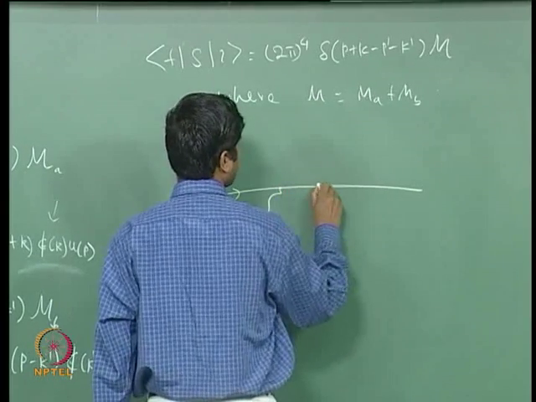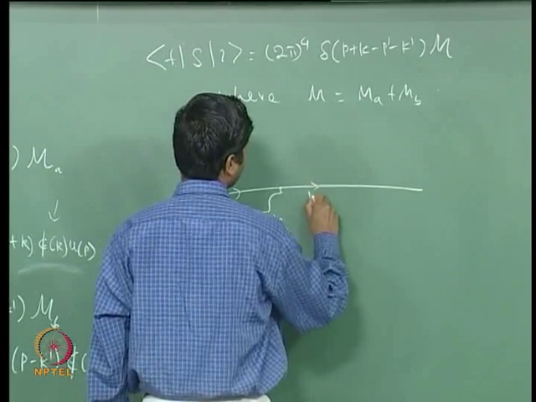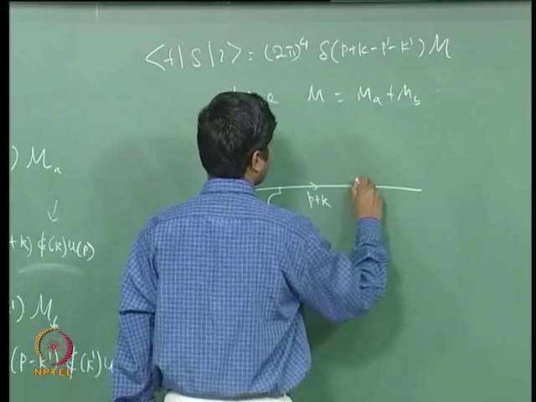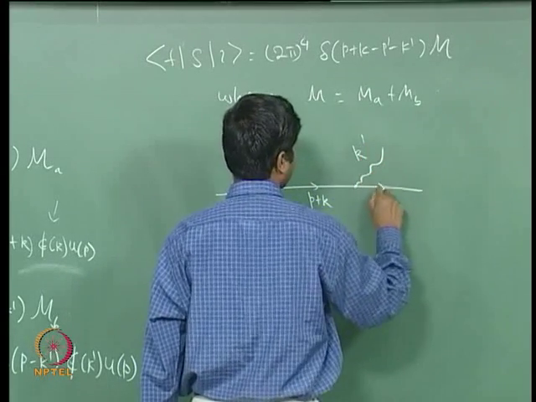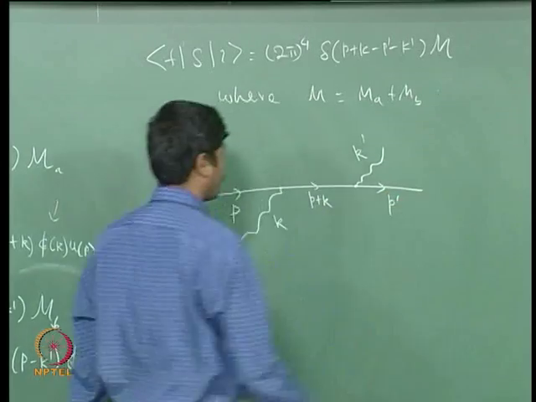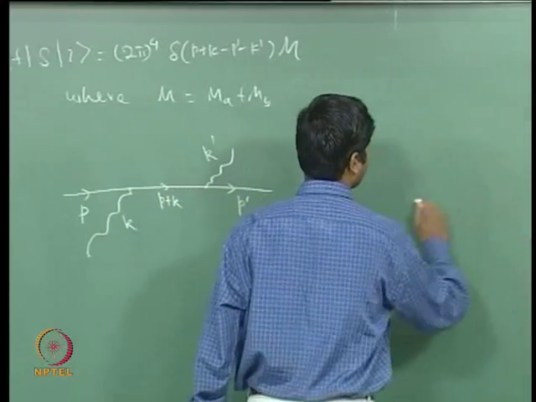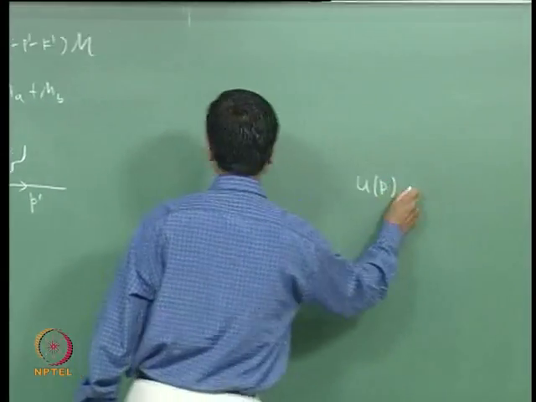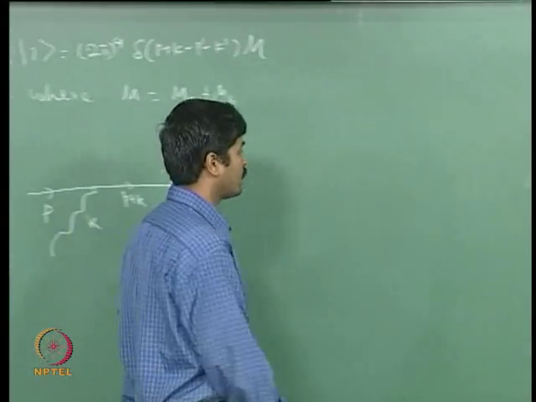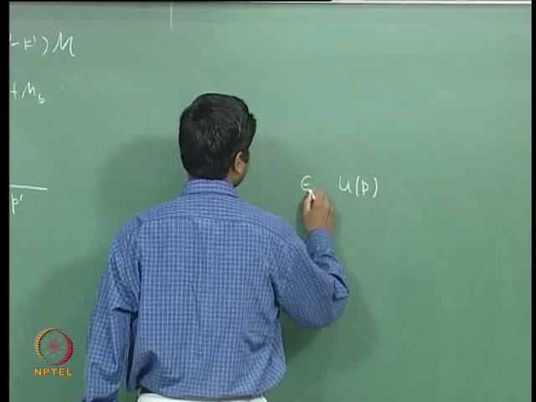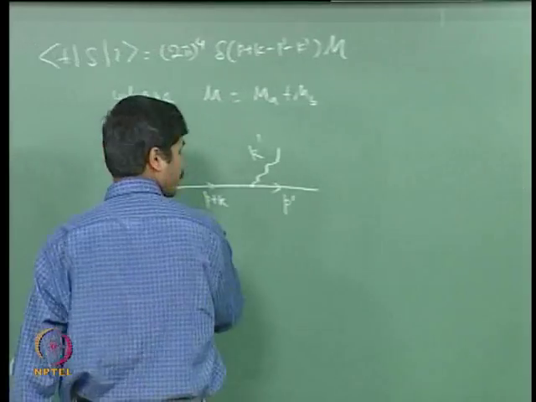They interact, and then finally you have a fermion propagator of momentum p plus k, and then you have an outgoing photon of momentum k prime and outgoing electron of momentum p prime. Let us write u of p for the incoming electron, epsilon mu of k for the incoming photon.